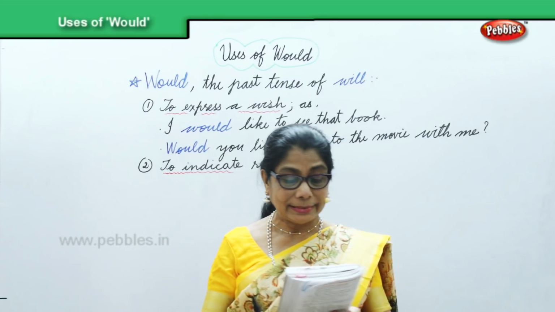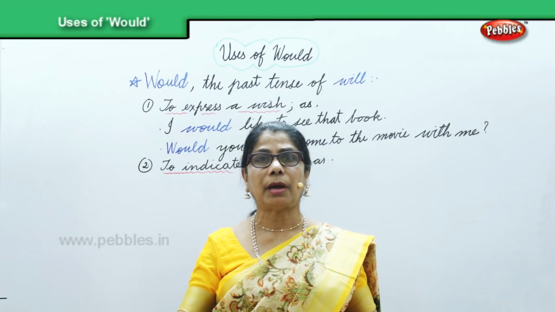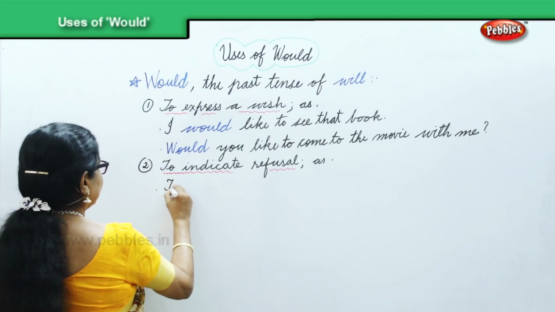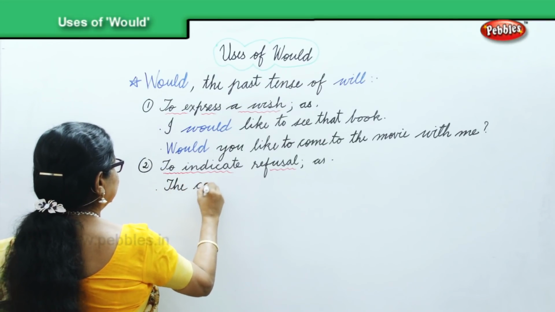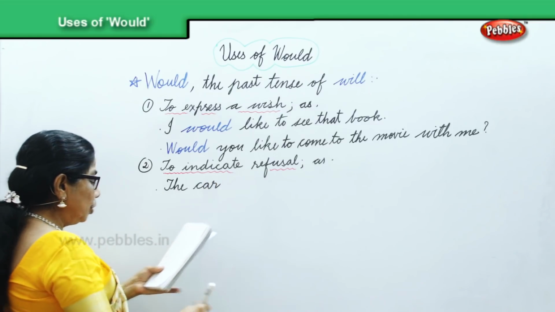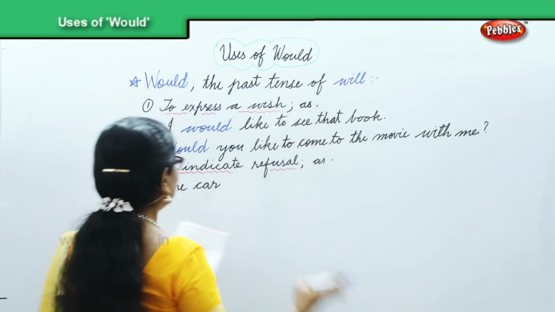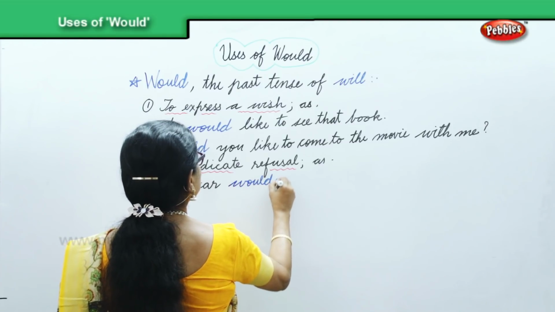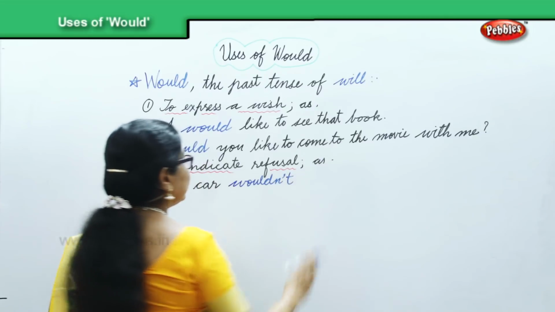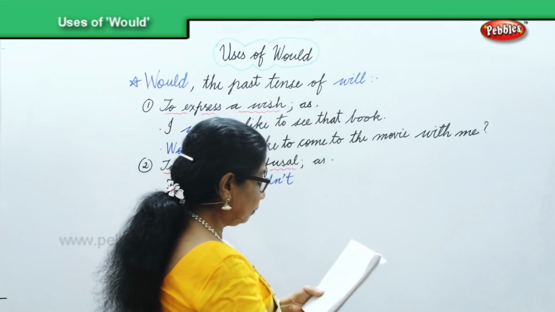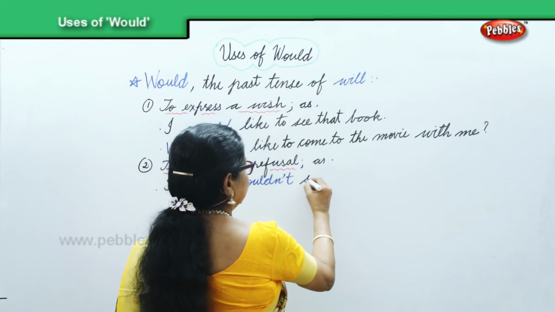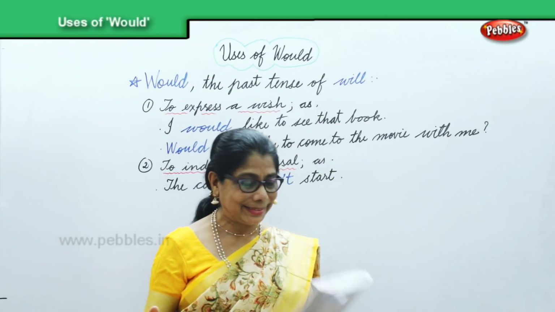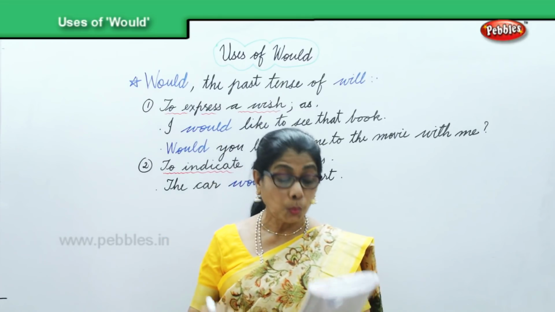Now let's look at the sentence. The car wouldn't start. The car would not start. The car wouldn't start. The car refused to start. That's it. Okay.